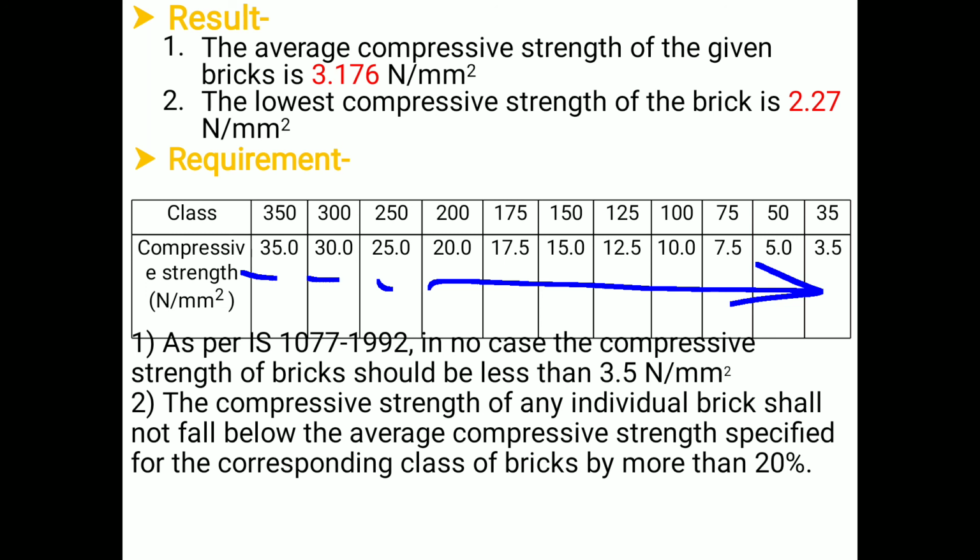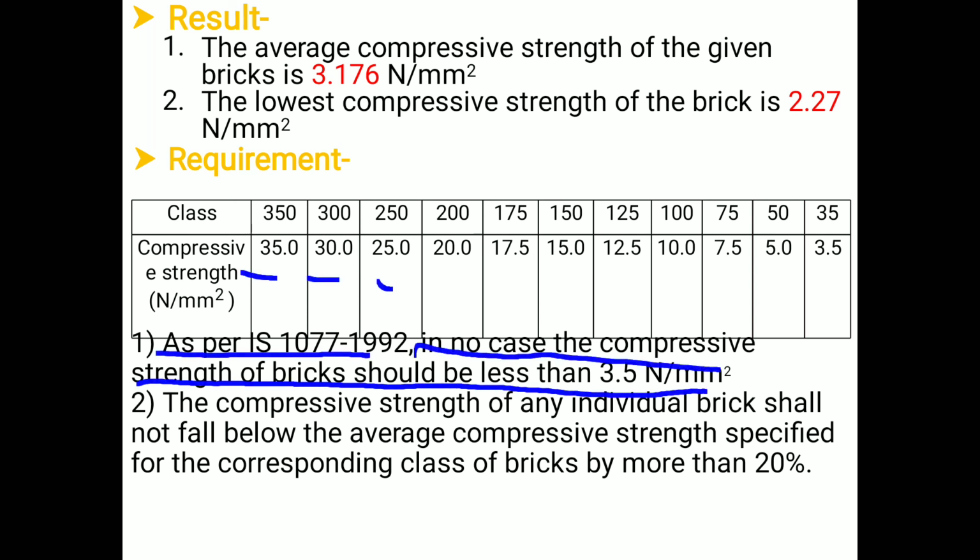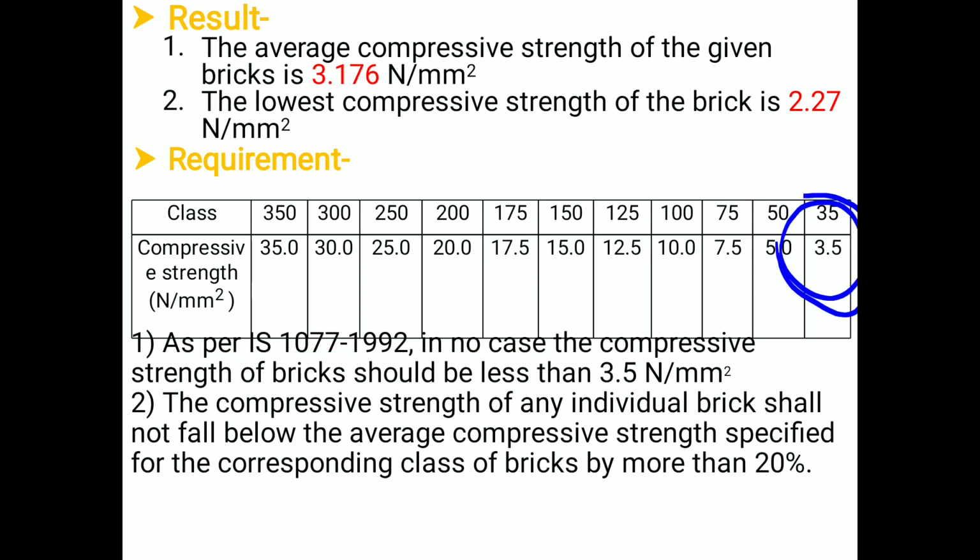As per IS 1077:1992, in no case should the compressive strength of the brick be less than 3.5 MPa. Remember, those are the requirements of the IS code. In no case should the strength of the brick fall below 3.5 MPa. So this is the last class.